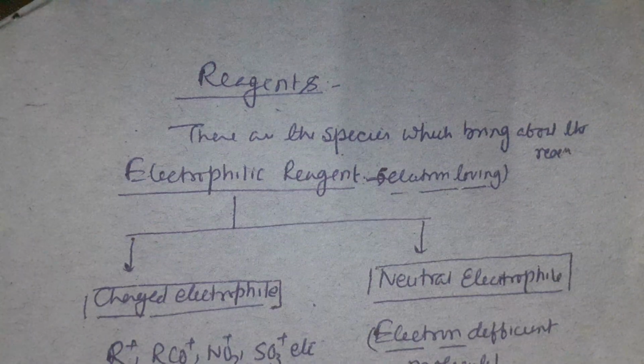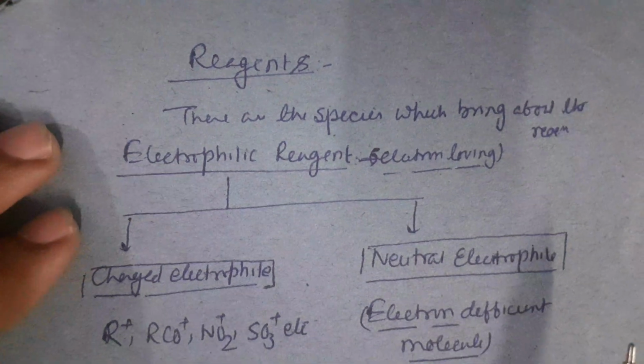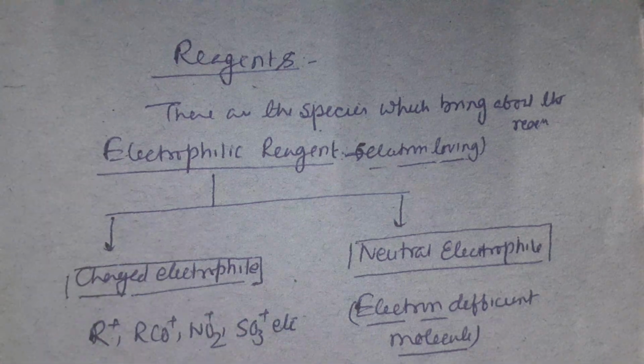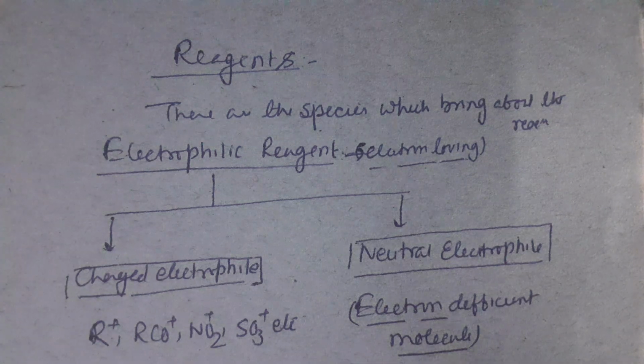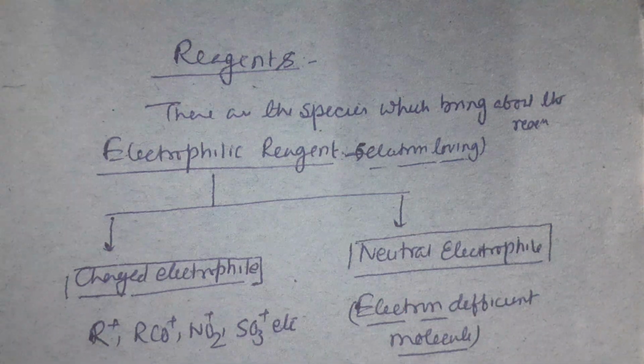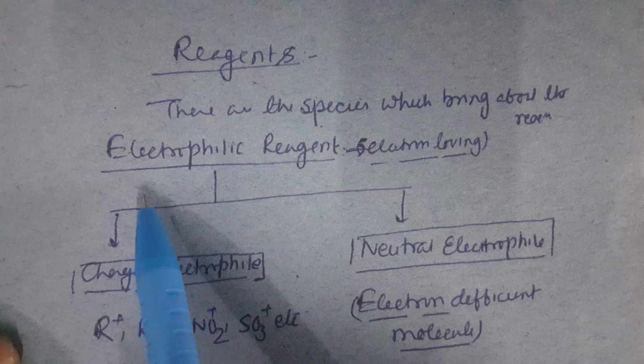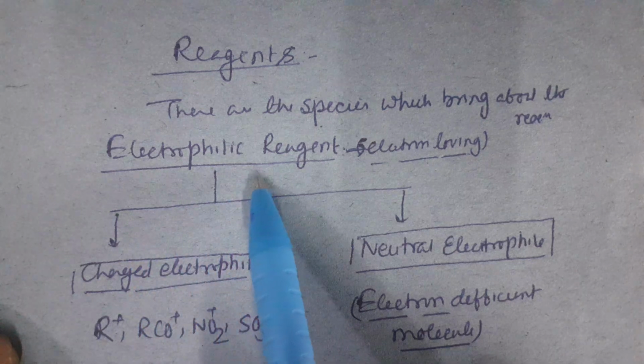Now move on to another very important topic, and that is reagent. So first of all, we'll try to understand what reagents are. Reagents are the species which are responsible for bringing about a particular type of chemical reaction. And reagents are of two types. The first one is electrophilic reagent.